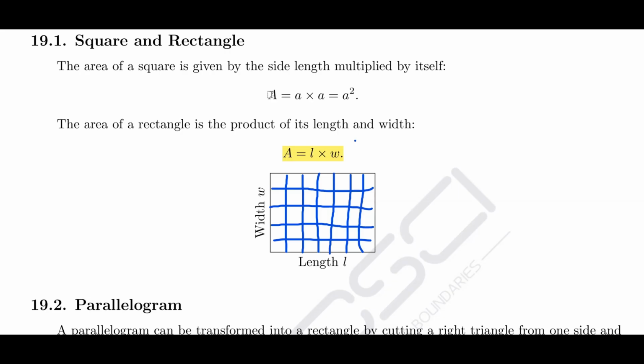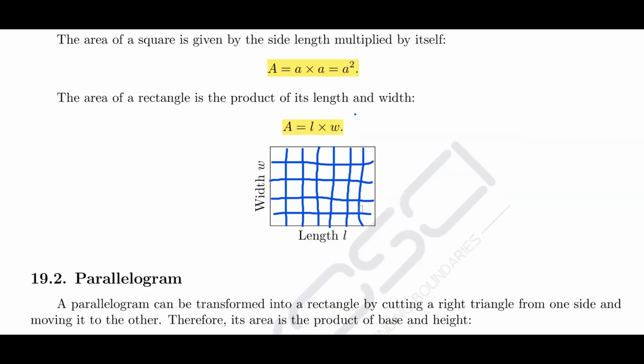A square is just a special rectangle where the length and the width are the same. So, if all sides are the same length, let's call it A, then the area is just A times A.